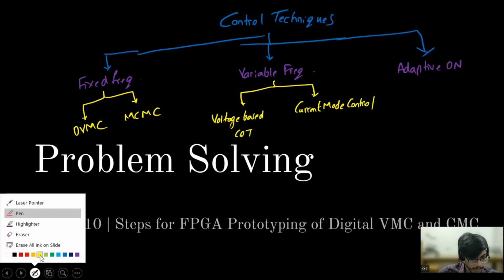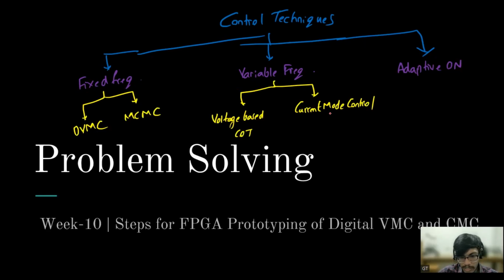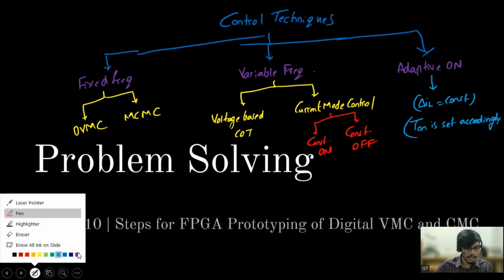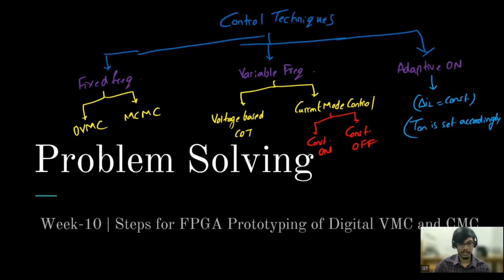Now in the current mode control, we have again seen two different things. One is the constant on time. The other one is the constant off time. And for adaptive on time, we have considered different case studies. So delta IL is constant and T on is set accordingly. And we have seen Verilog HDL of a few cases and experimental results of all the cases. And we have seen different scenarios, how the input voltage affects the ripple, and how input voltage affects the switching frequency.